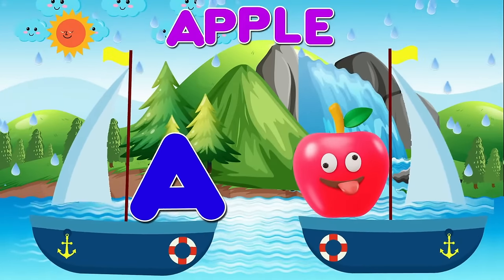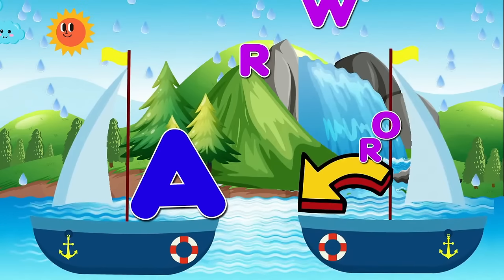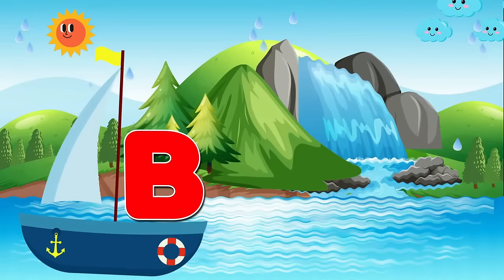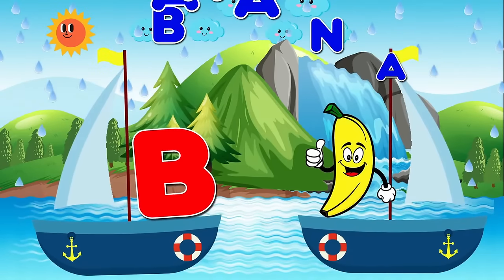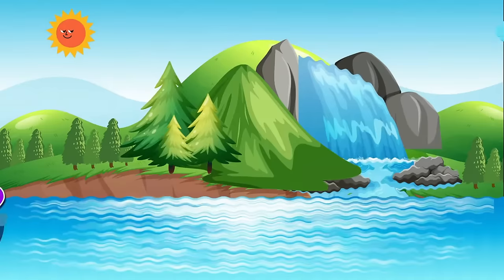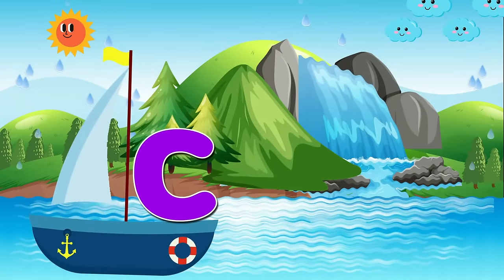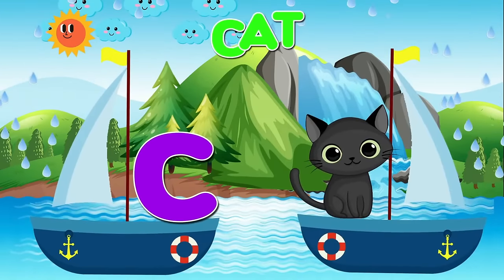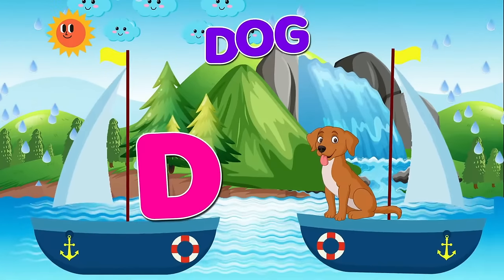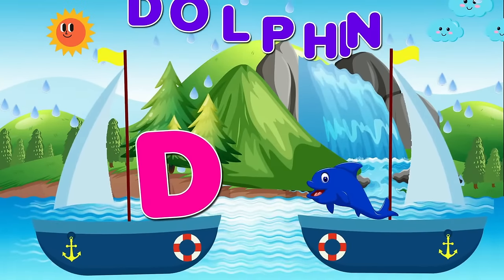A for apple. Arrow. B for banana. Butterfly. C for cat. Candle. D for dog. Dolphin.